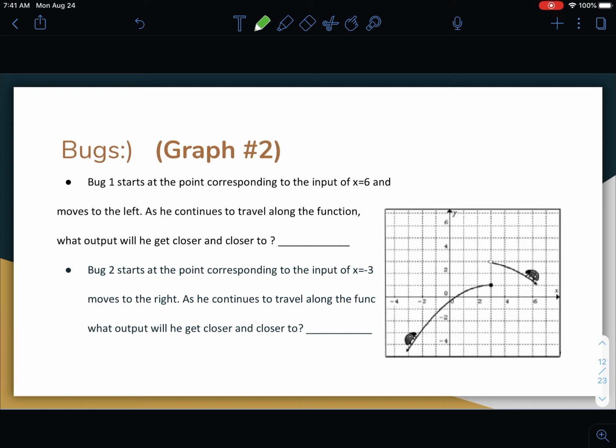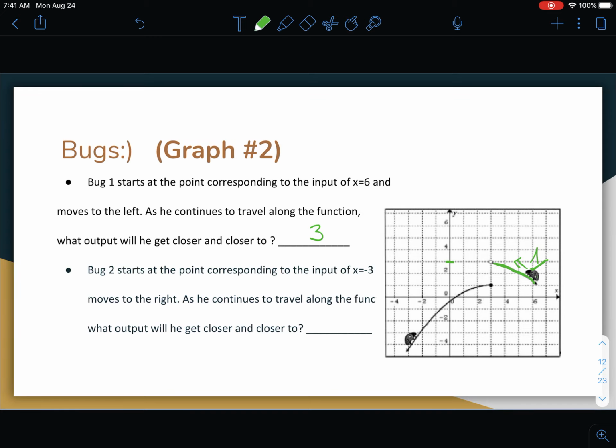Okay, here's our graph number 2 with bugs. Bug 1 starts at the point corresponding to x equals 6. So this is bug number 1. Okay, so we are moving to the left. So he is going to travel, stay right on this function, and he's going to go this direction. As he travels along the function, he's going to get closer and closer to what value? And it's this value here. It's the value of 3.